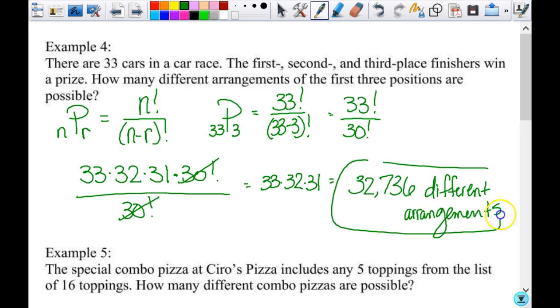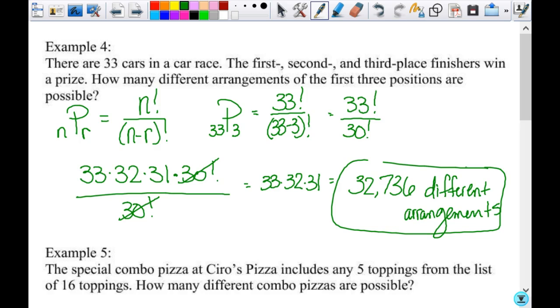And why gambling is not a good idea. Because if you're betting on NASCAR, they got 43 cars in the race, not 33. And really the only person that matters is the first place winner. So that makes it even worse. Okay. Any questions? We're all good?